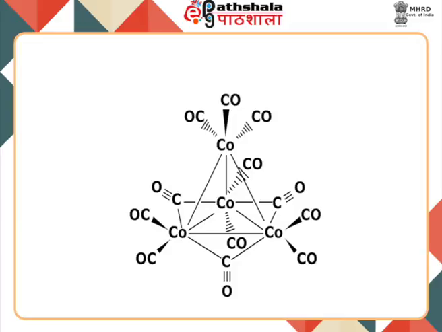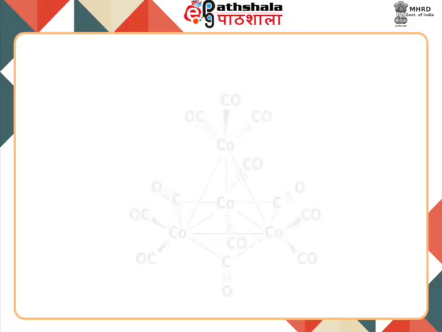Each of the 3 cobalt atoms present at the corners of a triangular face is attached to 2 terminal carbonyl groups, 2 bridging carbonyl groups and 3 other cobalt atoms. Thus, the coordination number of the cobalt atom is 7. The remaining 4th cobalt atom is attached to 3 terminal carbonyl groups and 3 other cobalt atoms and no bridging carbonyl group. Thus, the coordination number of this cobalt is 6.